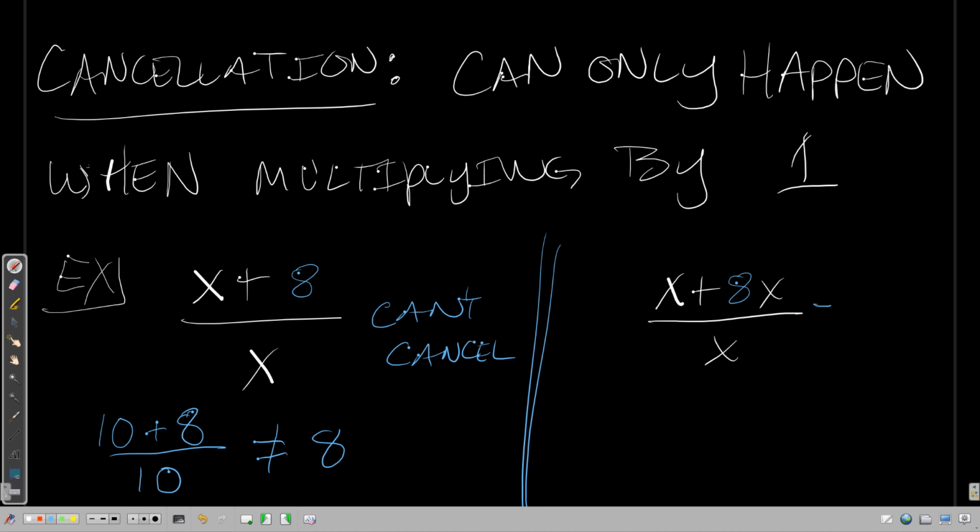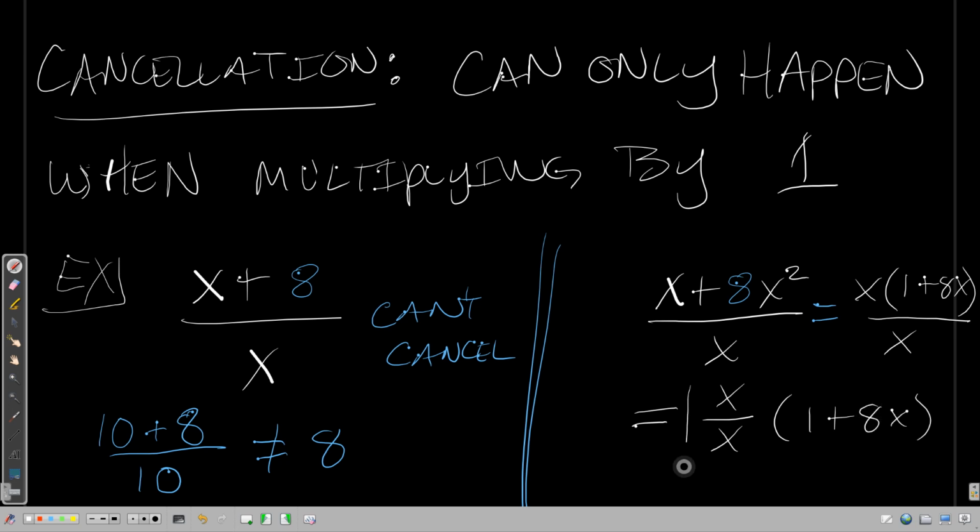In the other one, you can cancel, because an x can factor out of the top. Let me change this to x squared. Then an x can factor out of the top, and you would have 1 plus 8x. And down in the denominator, you would have another x. That can be reinterpreted as x over x times 1 plus 8x. Do you see me multiplying by 1 right here? Of course. So those x's will cancel. Okay.